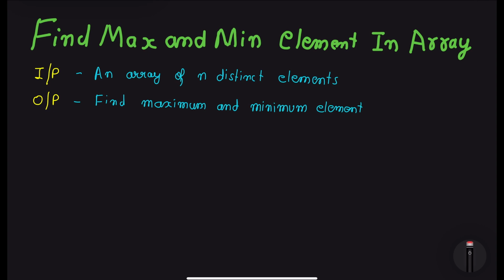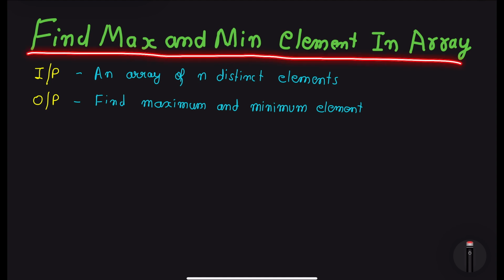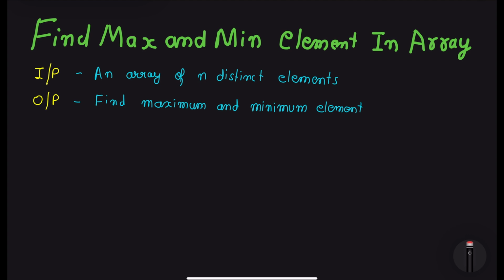Today we are going to start application of divide and conquer. The very first application will be finding maximum and minimum element in an array. The input for this will be an array of n distinct elements and the output will be the maximum and the minimum element of that array.